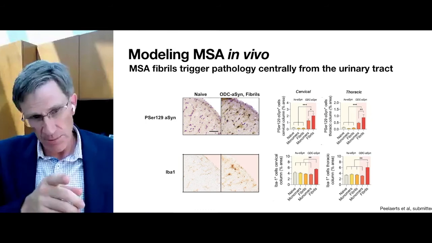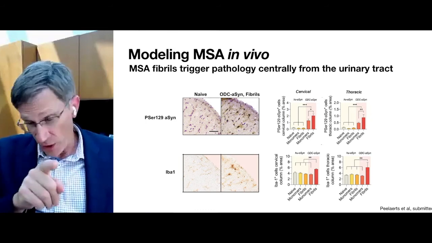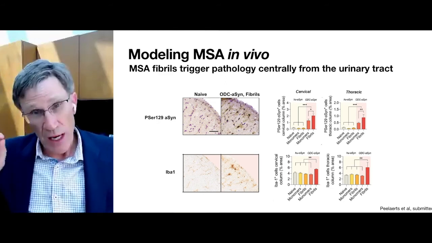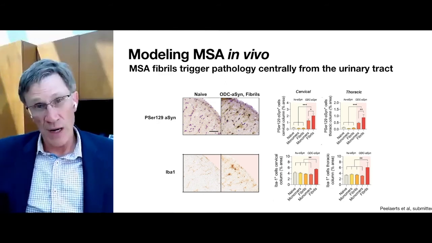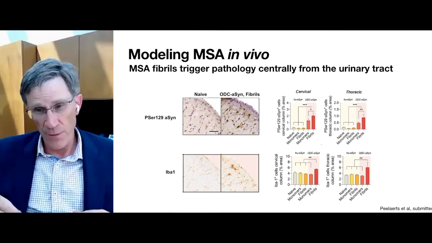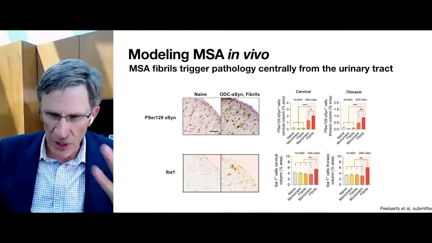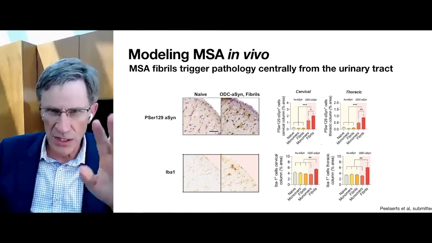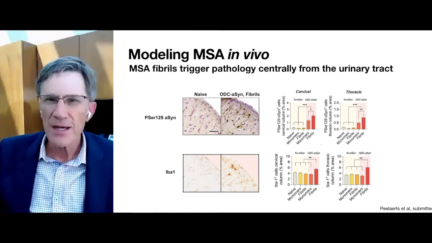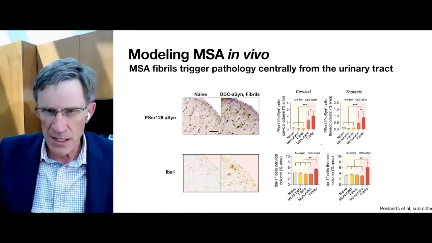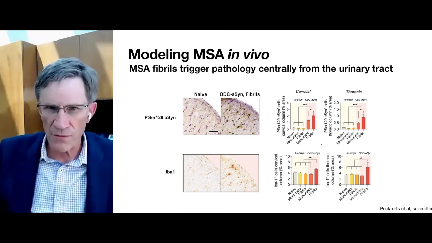So IBA1 is a marker of inflammatory cells. And only in animals where we had those fibrils injected in the urinary bladder did we see inflammation going on in the cervical and in the thoracic parts of the spinal cord. And we're continuing to analyze these animals, and we're seeing pathology in other parts of the brain. And we think this is a slowly progressing disease, not too different to MSA.